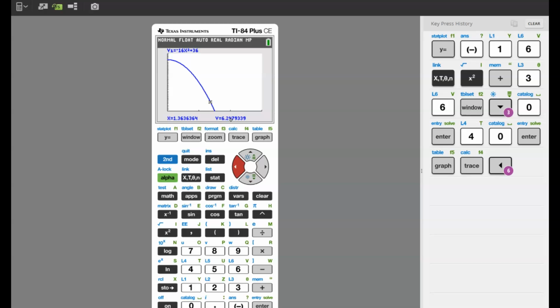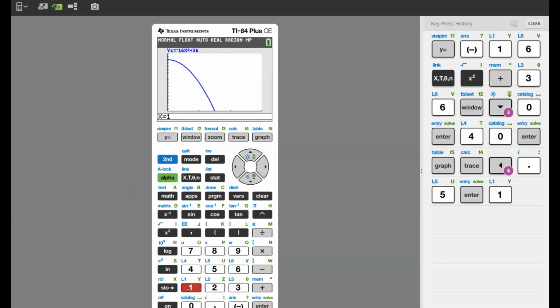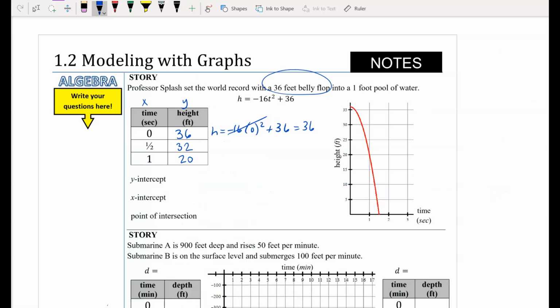So I can try to trace to that, or I can just type in the x value that I'm looking for. And remember, x is time in this problem, and press enter, and it will jump directly there. You see the cursor on the graph, and we see the ordered pair at the bottom. So we can use that information to fill in our table. Now I also want to know what is the height when the x value is 1. I'm still in that trace menu, so if I just type 1 equals, then I see my cursor move to that point on the graph, and I see the ordered pair 120 that I can add to my table.